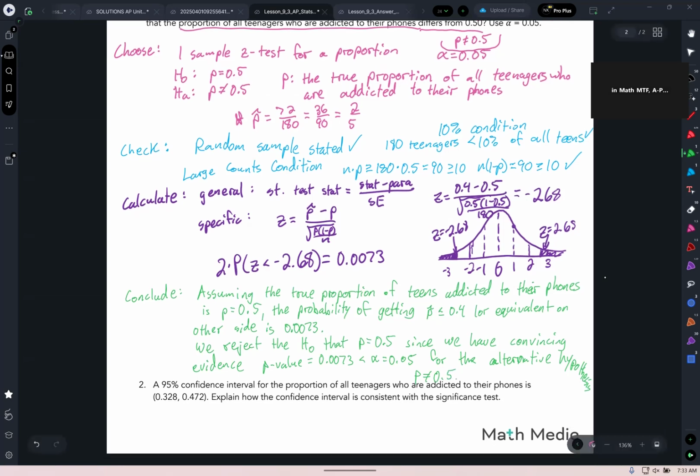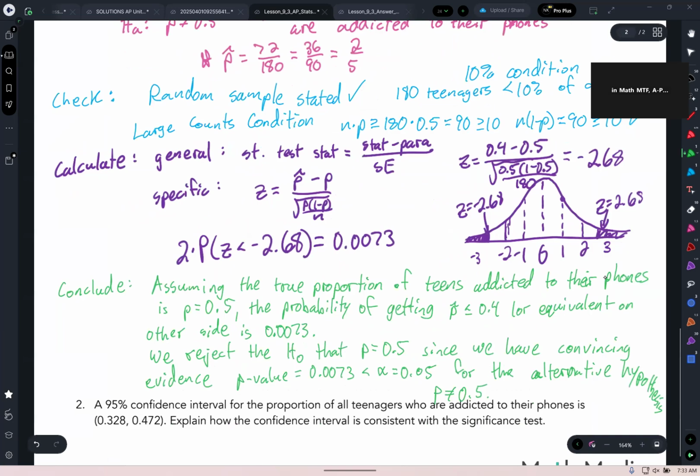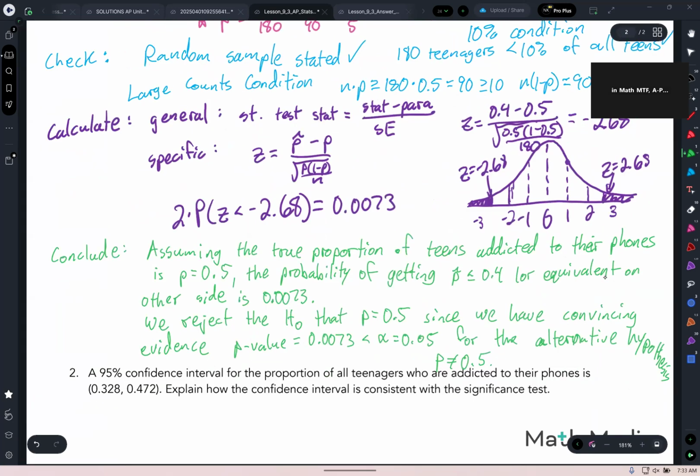All right, in a second, I'm going to show you what the mathematics said, to see if they have any differences there. But I don't have a ton of room. I should create another page, but time. The 95% confidence interval for the proportion of all teenagers who are addicted to their phones is 0.328, 0.472. One thing I will point out is a confidence interval actually perfectly corresponds to a not equal to alternative hypothesis, because if you're thinking about a normal curve, a confidence interval is talking about the middle percent, which is the inverse of the two-tailed test. We're not having those tails.